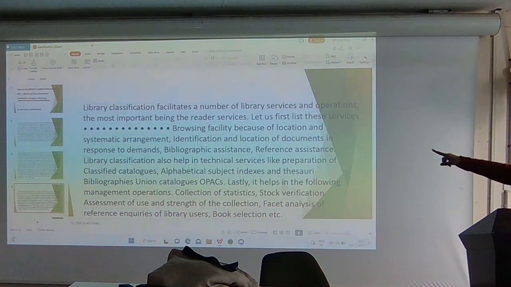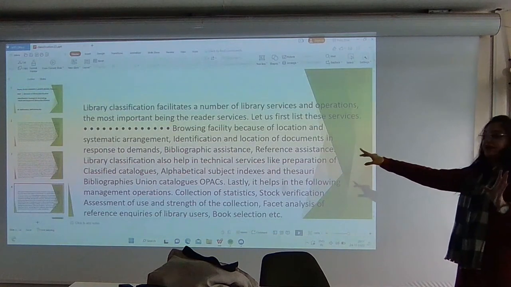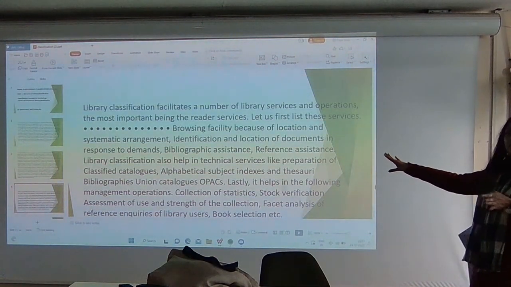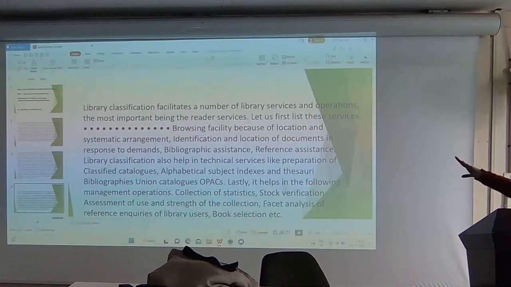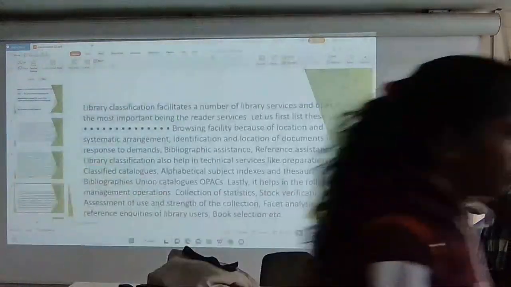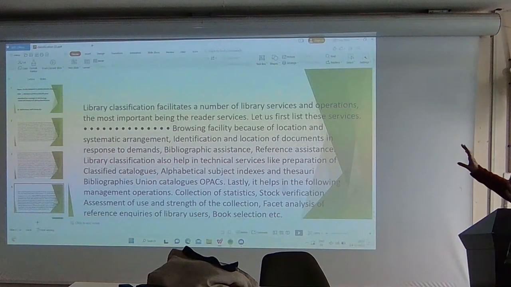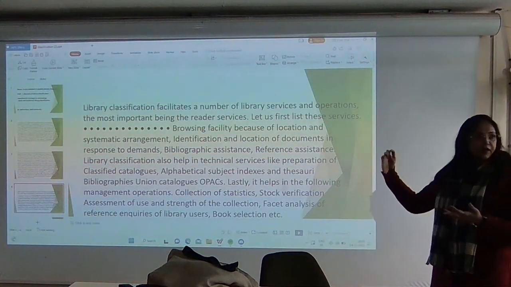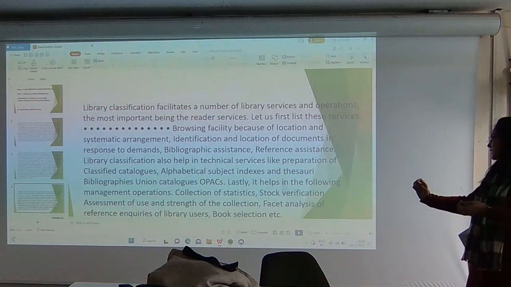Okay, main same. So we need to find out the location, systematic arrangement, identification, and location of documents in response to demands, bibliographic assistance, reference assistance. So library classification helps technical services like preparation of classified catalog, alphabetical subject indexes, bibliographies, union catalog, OPAC. ये सारी terminology धीरे-धीरे करके जब आप one-to-one class में आएंगे, it will be more clear to you. Because this is your first class and being a library student, it is also your first class. So when you gradually go one by one through chapterization, you will come to know what exactly and how you can use these terminologies in your area of library and information science.